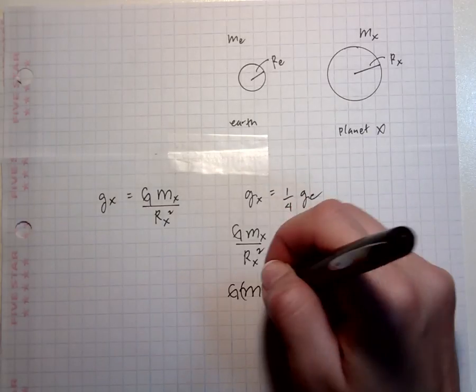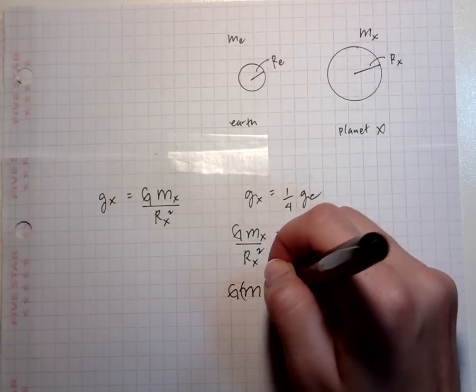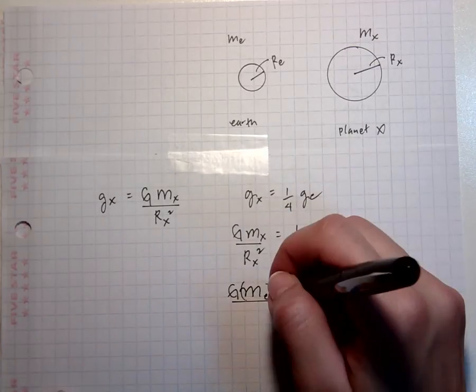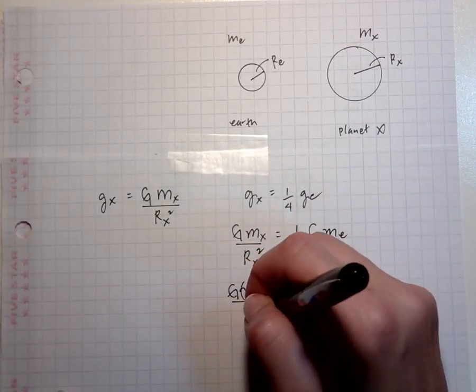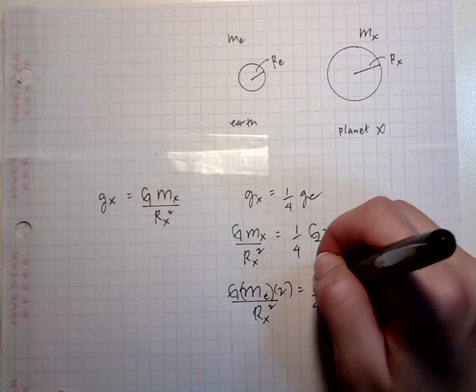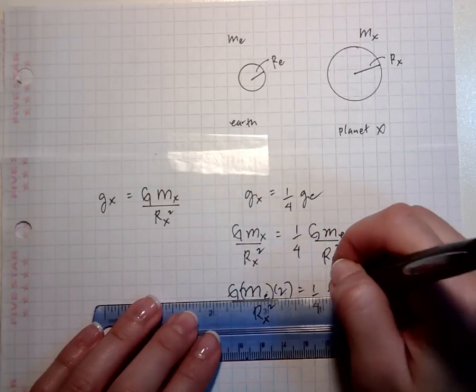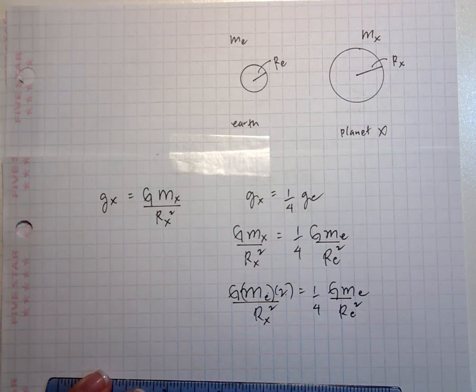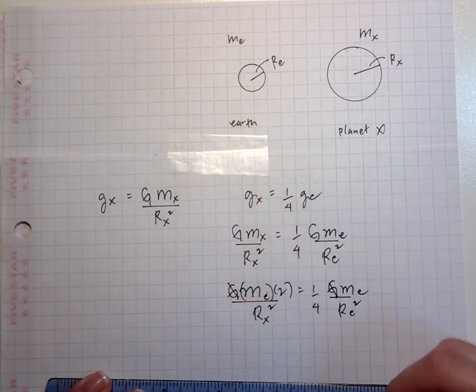So the mass of planet X is twice the mass of the Earth. Twice the mass of the Earth. So now some things cancel. G's go away. The mass of the Earth is also on both sides. And so let's go ahead and solve.